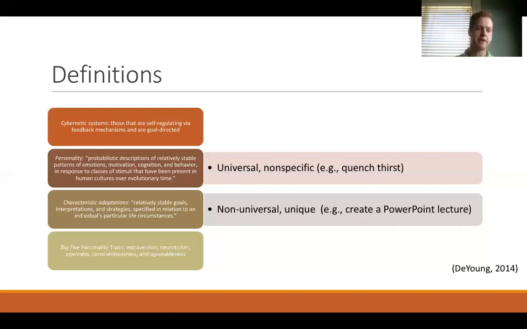Then there's the Big Five, and like I said, you might know it already. The Big Five is composed of extroversion, neuroticism, openness. It's openness to experience, and it's also intellect. I just put openness, but we'll go into that, and conscientiousness and agreeableness.